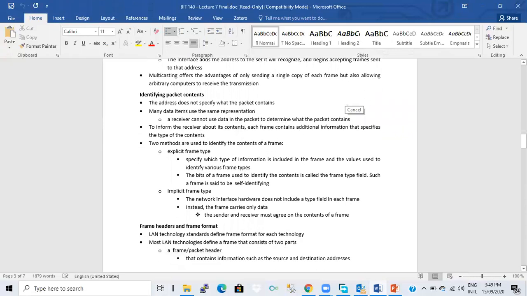Identifying packet contents. The address does not specify what the packet contains. The address just specifies that this particular frame is intended for this particular host, this particular computer. Many data items use the same representation. A receiver cannot use data in the packet to determine what the packet contains. To inform the receiver about its content, each frame contains additional information that specifies the type of the content. Two methods are used to identify the contents of a frame.